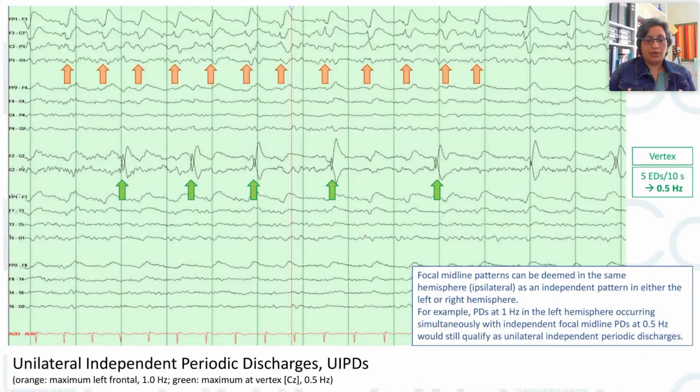All righty. We have this image here. There is no question here. If you look at this image, the green and the orange arrows are on the left side, the green on the central and then on the left. Now these discharges are happening at different frequencies and they are totally asynchronous. So these are unilateral independent periodic discharges.